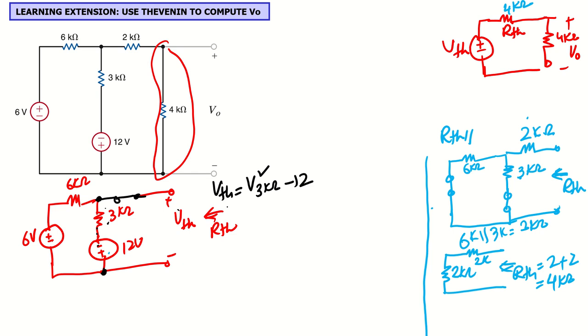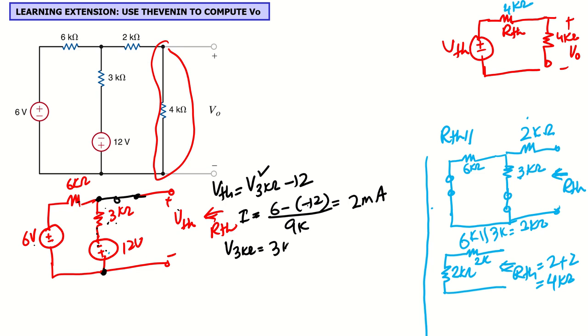For example, I can easily find the current here. Current is V over R, right? What is the voltage here? This is 6 volt, this is minus 12 volt, right? So 6 minus 12 divided by the value of the resistance. What is the resistance of the series network? 6 plus 3, 9K, right? So 6 minus 12, 18, 18 over 9, 2 milliampere. That is the current. So what is the voltage drop across 3 kilo ohm?